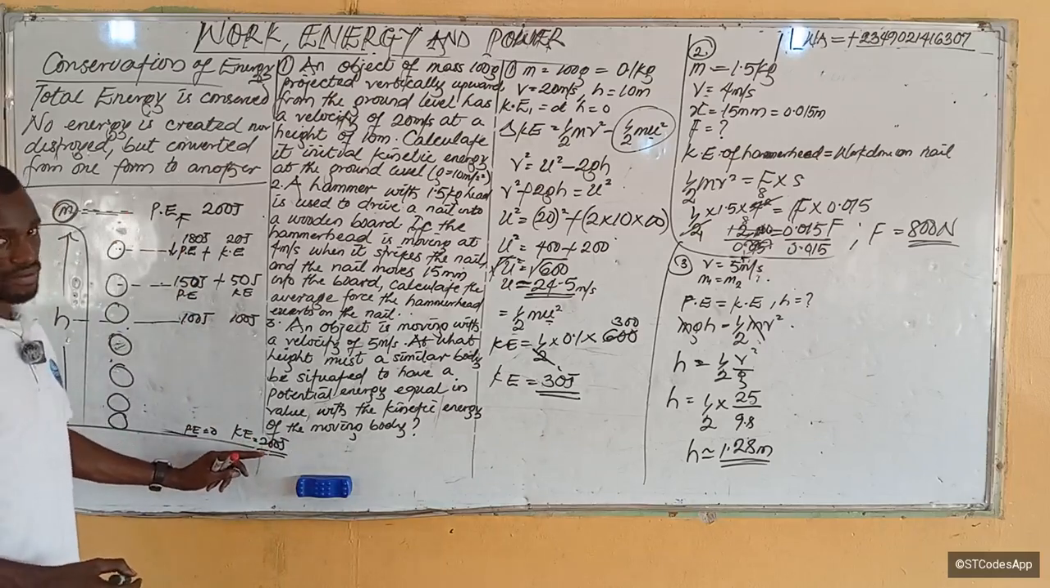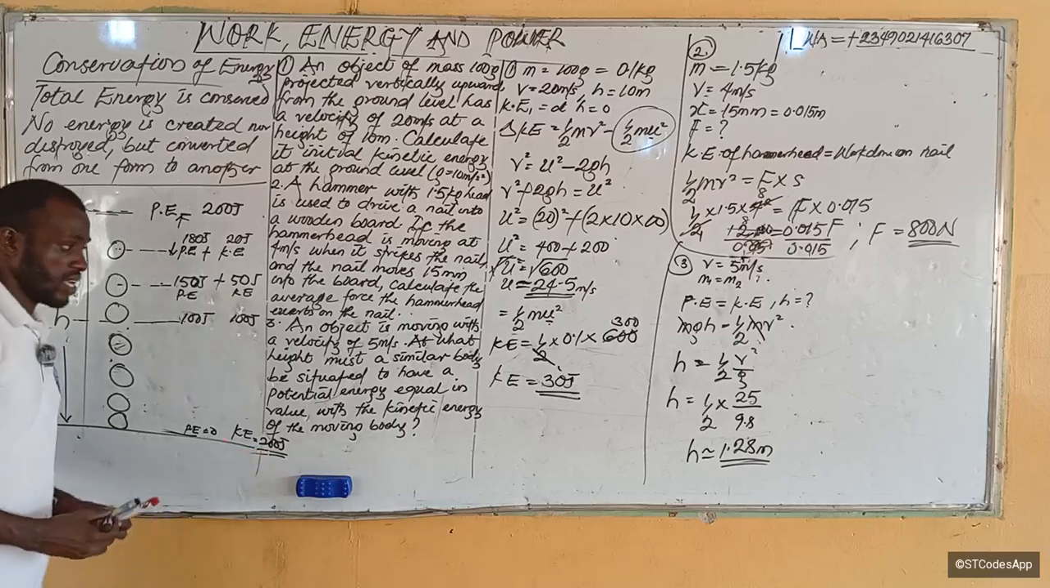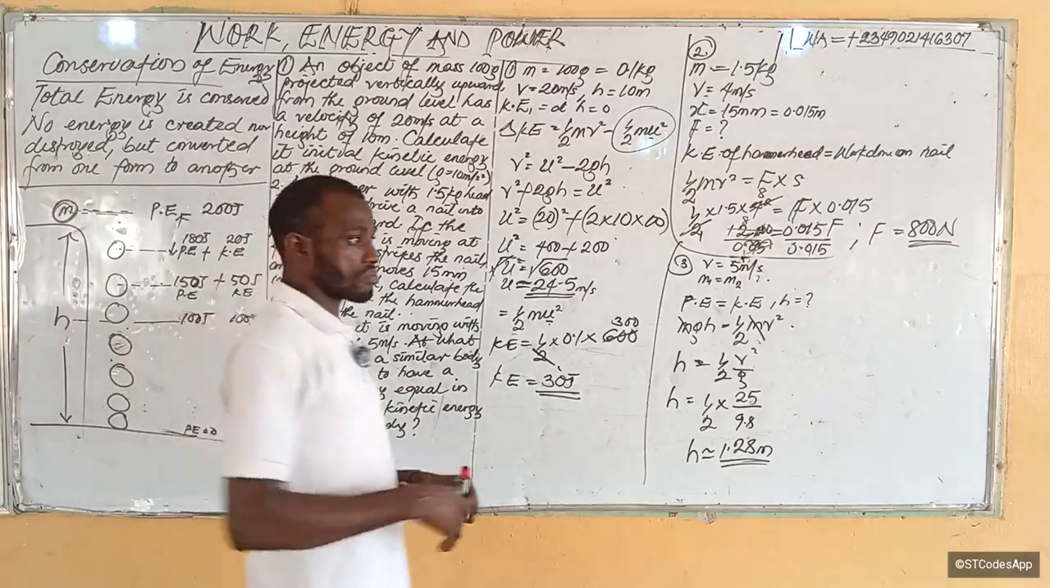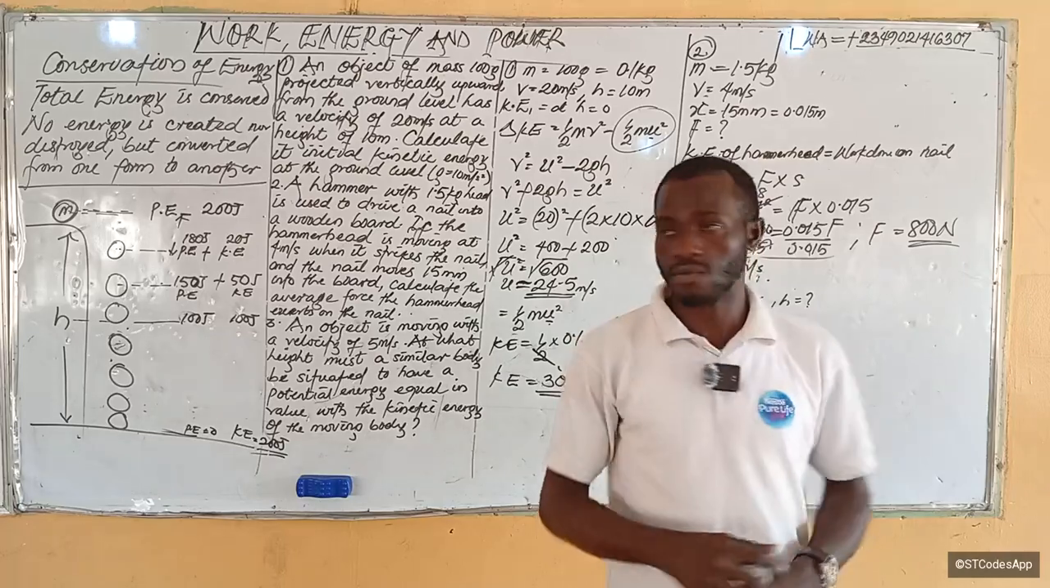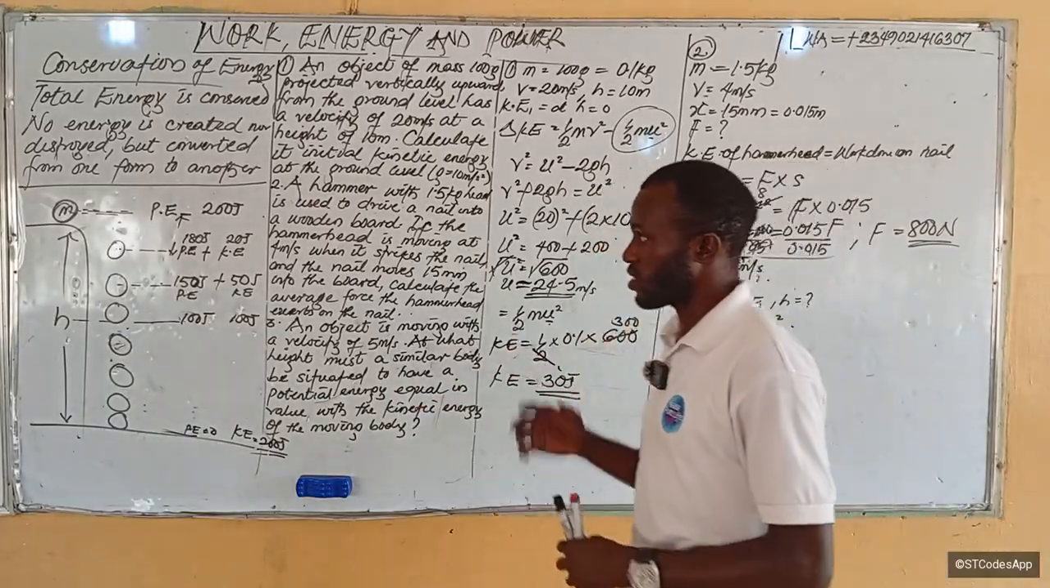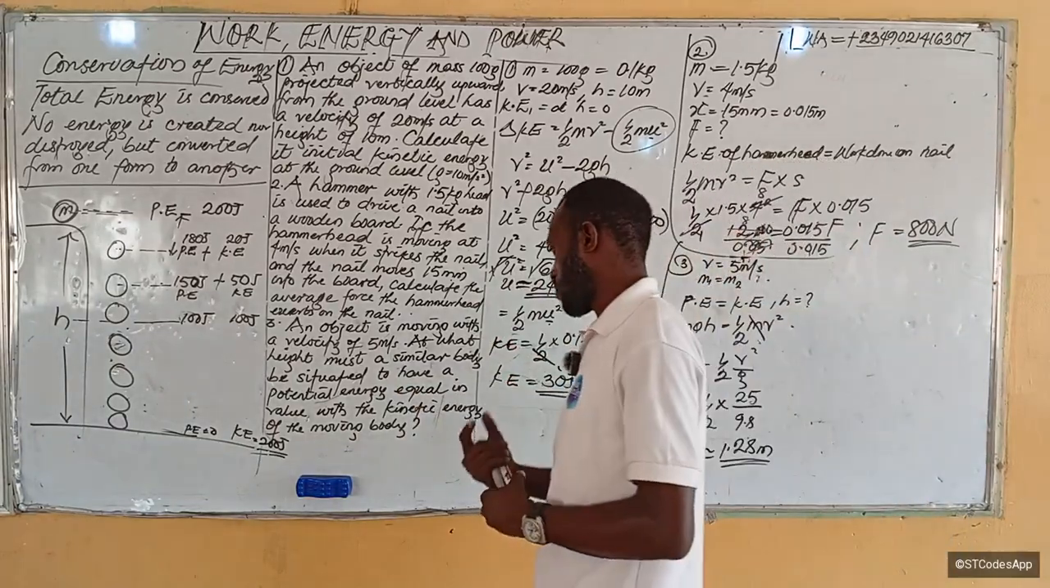In real life, some energy will be lost, maybe due to collision or something. Different things might cause energy to be lost, but in an isolated system, we assume that no energy is lost, all the energy is conserved.